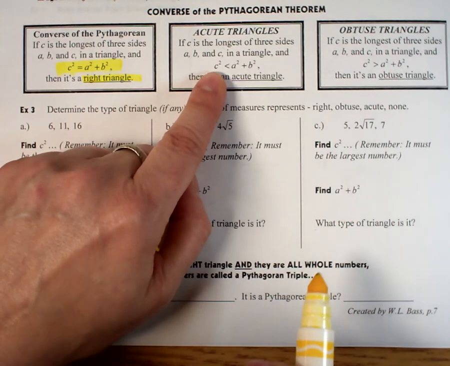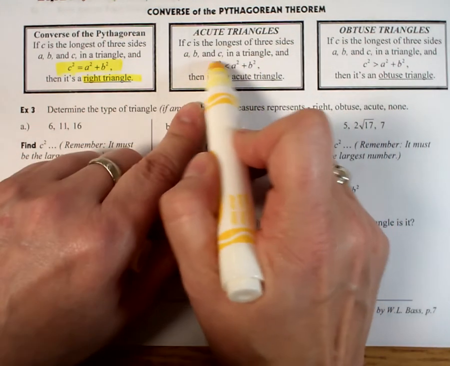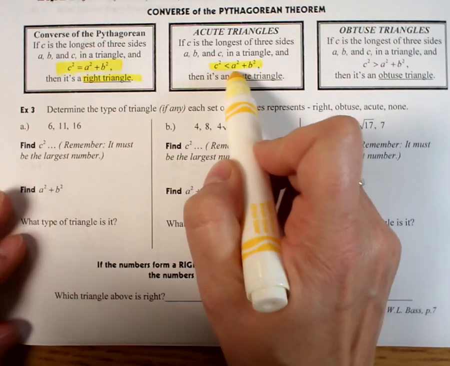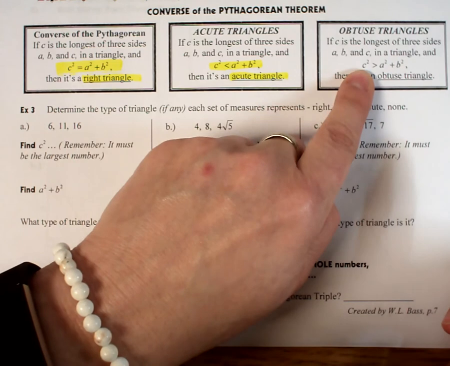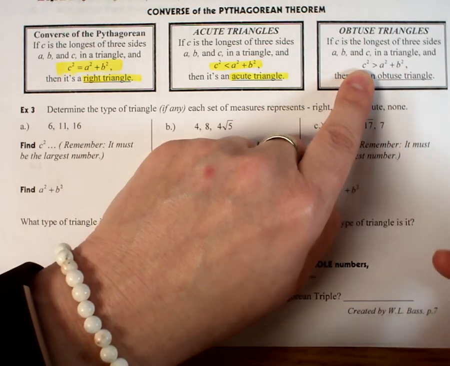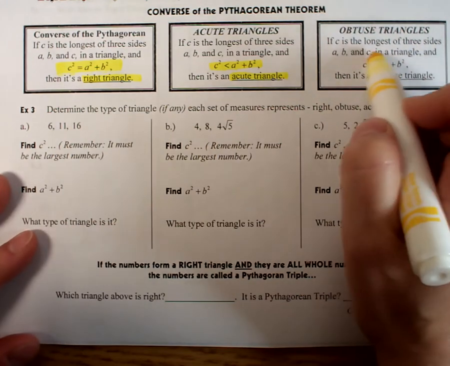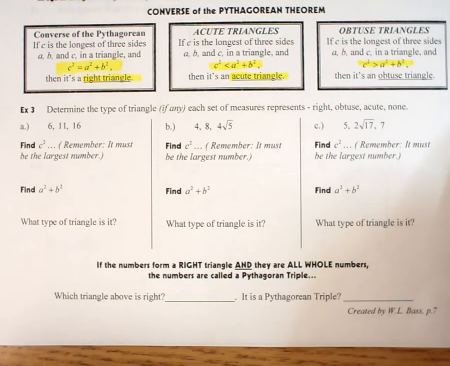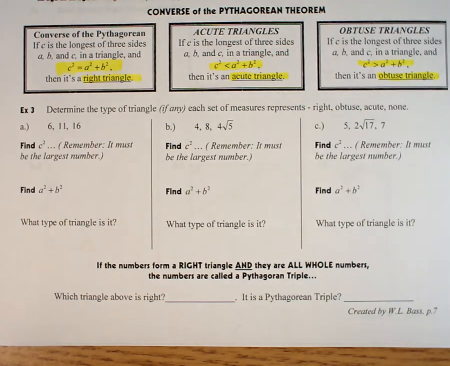If we take the largest value and square it and find that it's smaller than the sum of the other two, then the triangle must be an acute triangle. If we take our largest side and square it and we get a value that's more than the sum of the other two sides squared, then it would be an obtuse triangle.